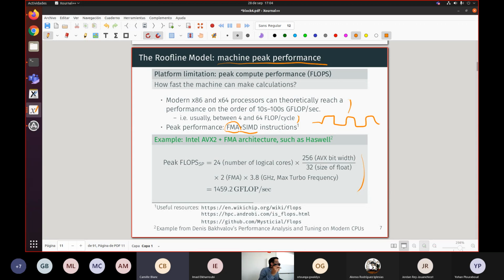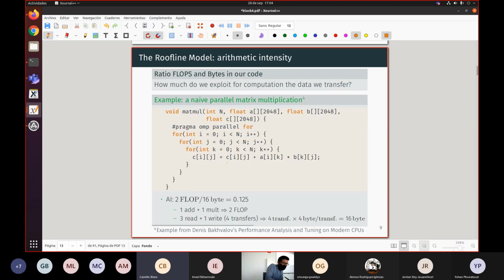FMA, sorry, are a specific type of vector instructions. Basically, FMA are fused multiply and addition. That means it's an instruction that, I'm taking this example, imagine this is a matrix multiplication. To perform matrix multiplication, we are performing a product, and after this product, we add the result with another number. So this is a product, and then addition.